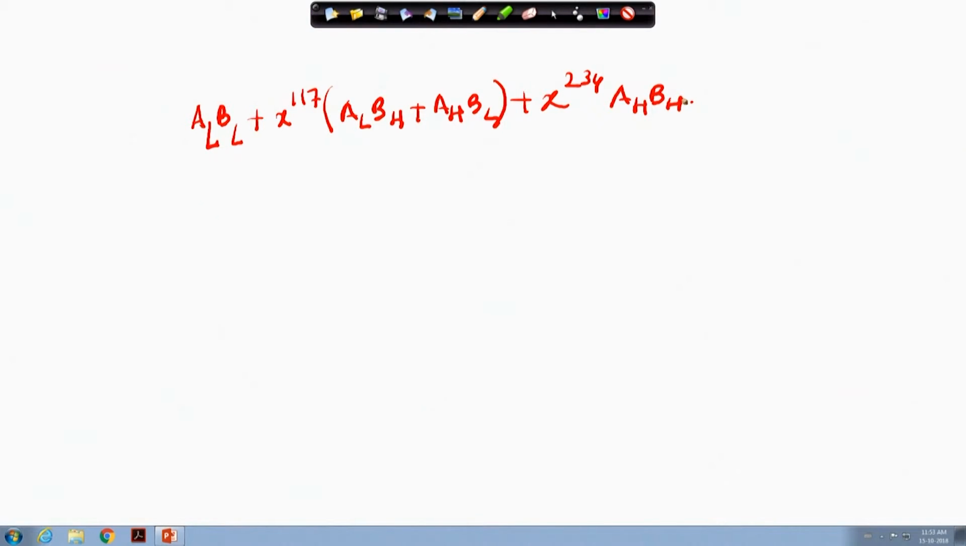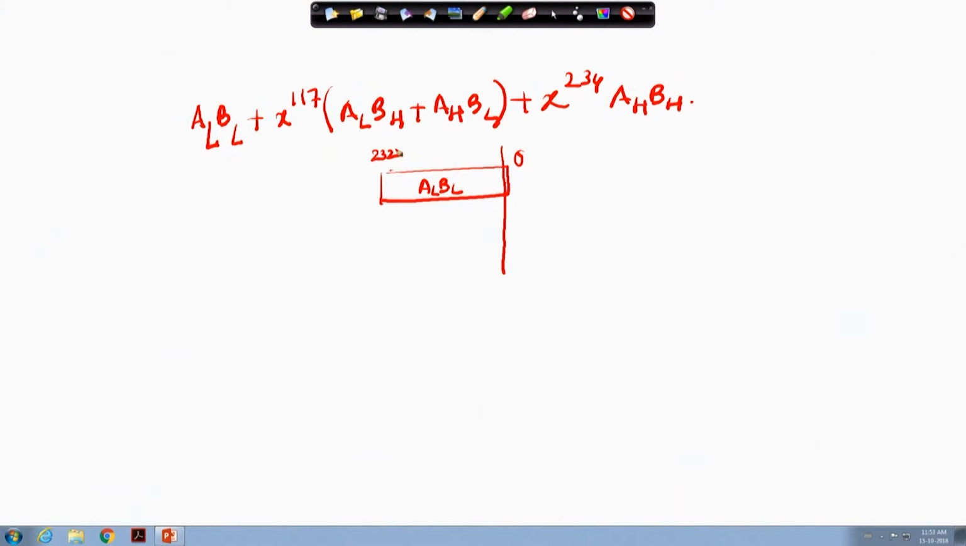Okay. So here what we see is that this is my lower part. This lower part is essentially aligned with the right. That means this is aligned with 0, for example. So this is my ALBL. This starts in this case from 0 and continues till 232 bits. Okay.